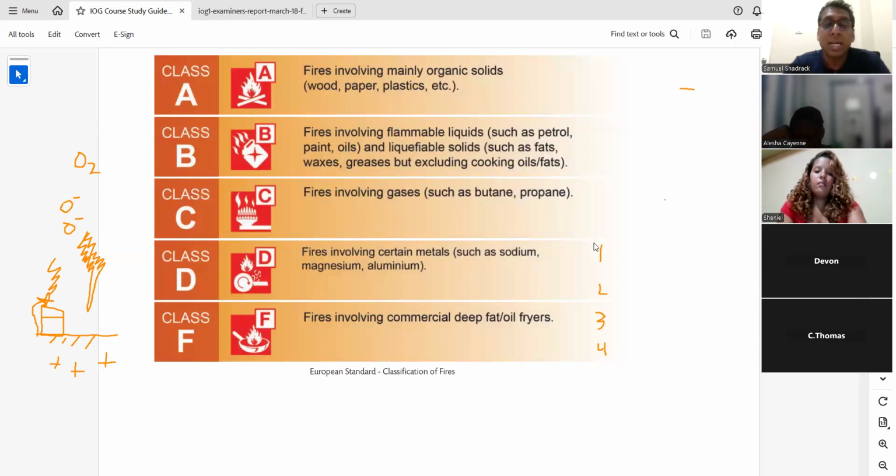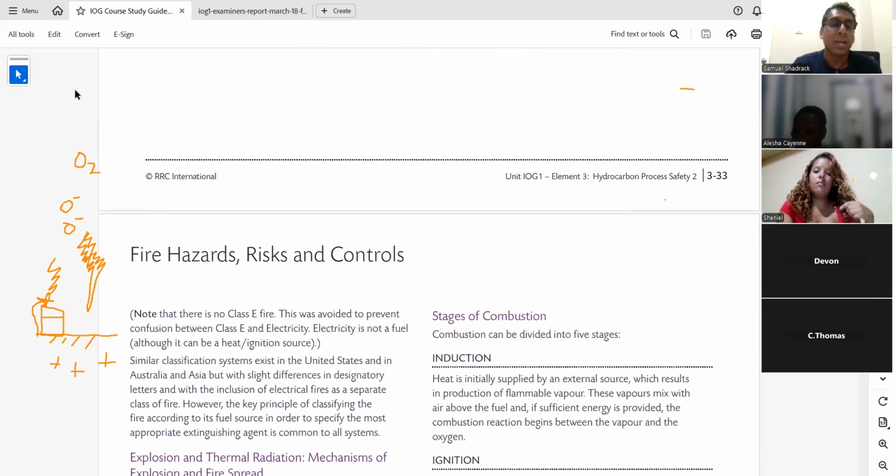Now, however, the American system has a class E, and for the American system, C, I think, is electrical, right? But this is not the American system. This is the British/European system that your course is coming from, right? So you can have a learn of that. You'll notice that there is no E.